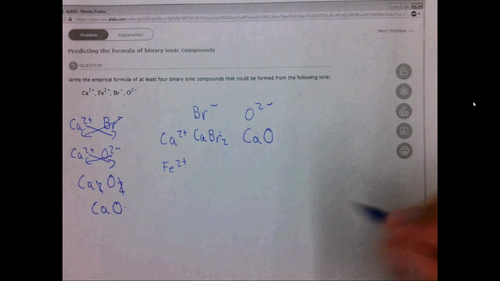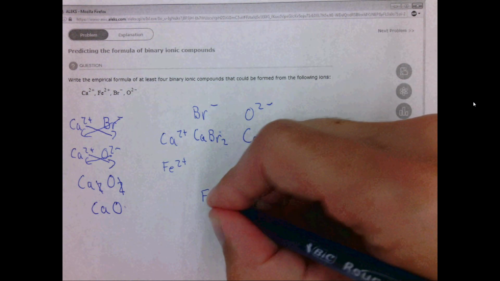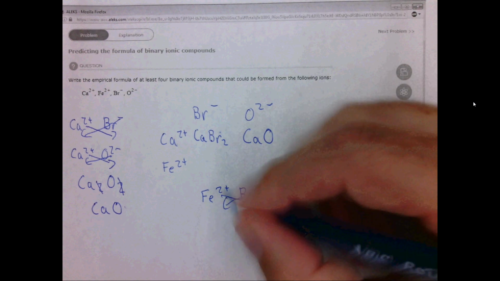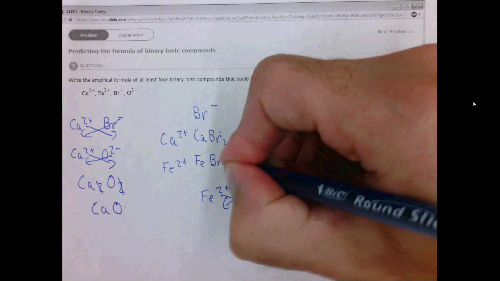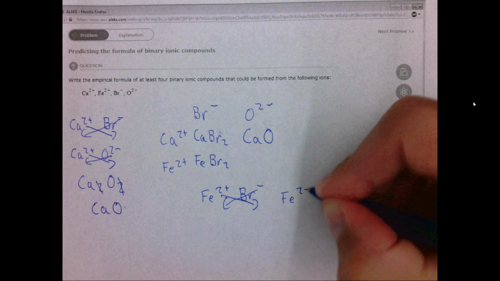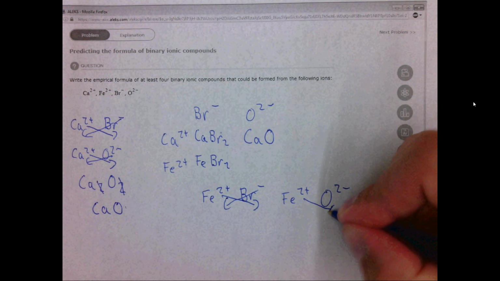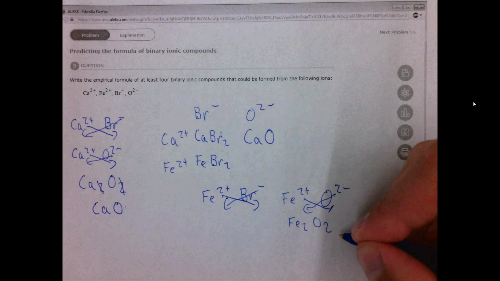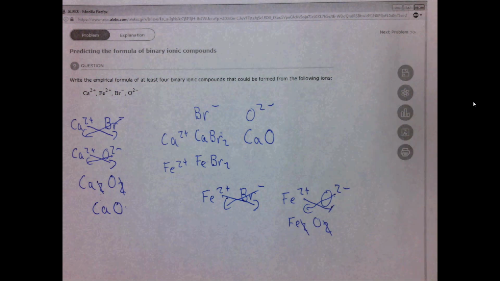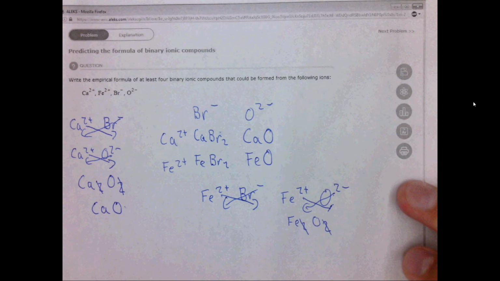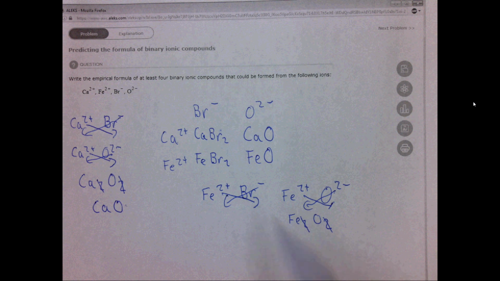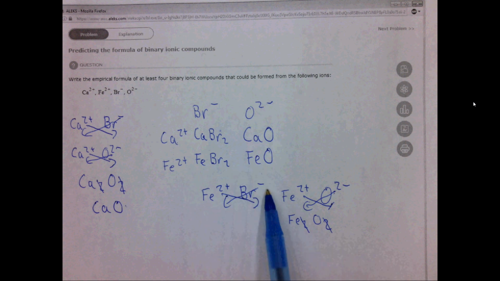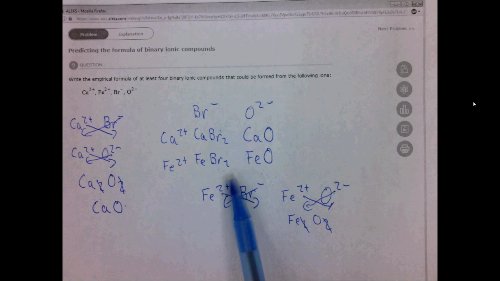Here, we want to do Fe2 plus, Br minus, bring the 2 down for Br, bring the 1 down for Fe, and we get FeBr2. And Fe2 plus, O2 minus, bring both the 2's down, we get Fe2O2, but since they have a common denominator, or because they're both the same number in this case, we cross them out, and we get FeO. So we didn't talk a lot about the theory here, but these are the 4 binary ionic compounds you can form from these ions. And in the lecture course, as I mentioned, you will get a lot more theory.